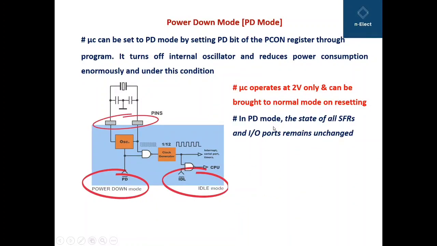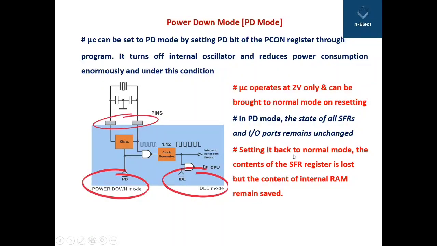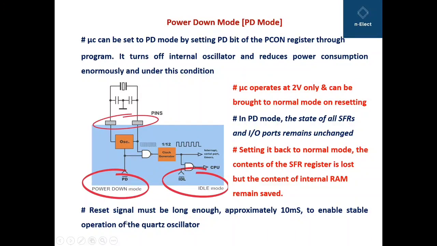In PD mode, that is power down mode, the state of all SFRs, that is special function registers, and IO ports remain unchanged. On setting it back to normal mode, the contents of SFR registers are lost, but the contents of internal RAM remain saved. The reset signal must be long enough, approximately 10 milliseconds, and the reason behind that is to enable the stable operation of the quartz oscillator. Once the oscillator is stable, thereafter the microcontroller will resume its operation.